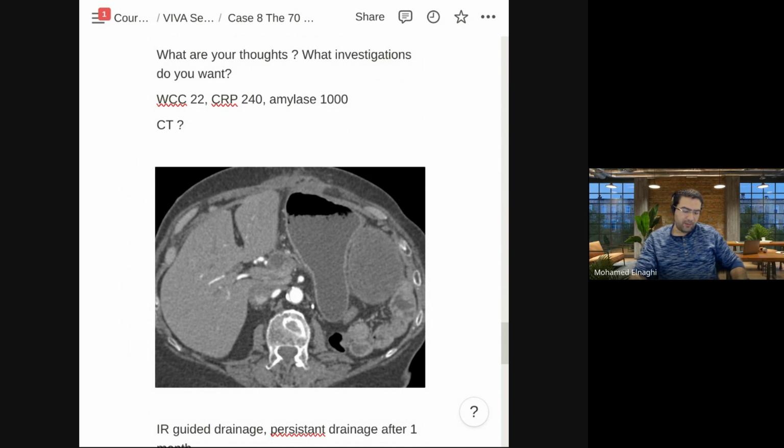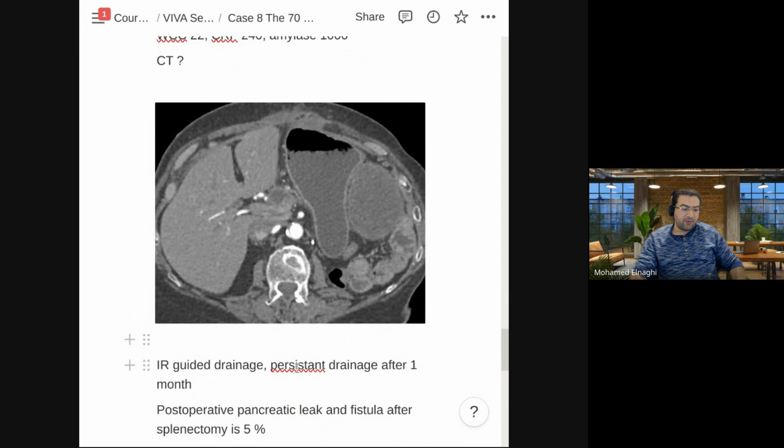Okay, fine. So it looks like a post-operative collection. You ask the IR guys to drain it. They drain it for you, and then you get this persistent drainage. After 1 month, you still have drainage from the IR drain, about 50 to 100 ml a day. Okay, so you think this is a post-operative pancreatic leak and fistula?